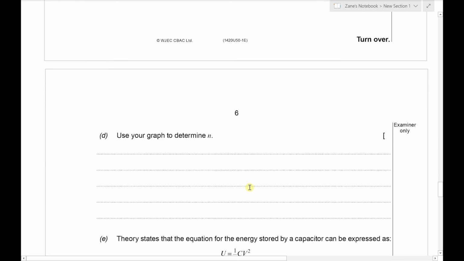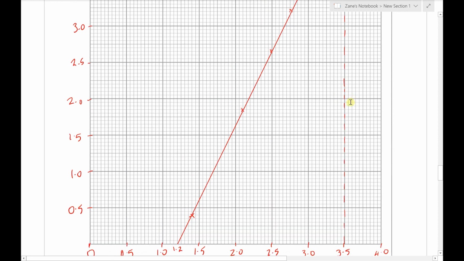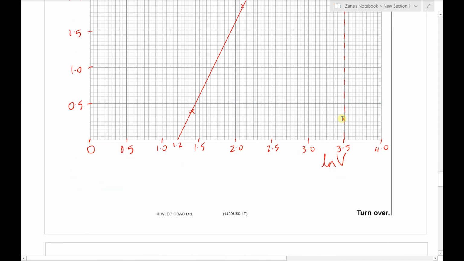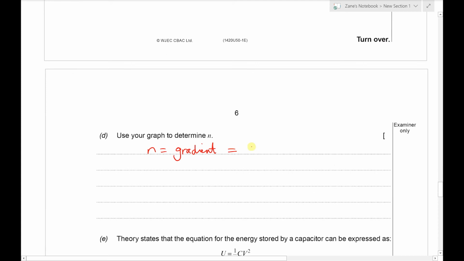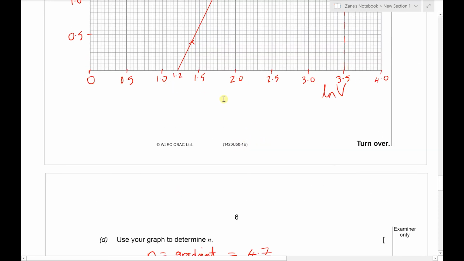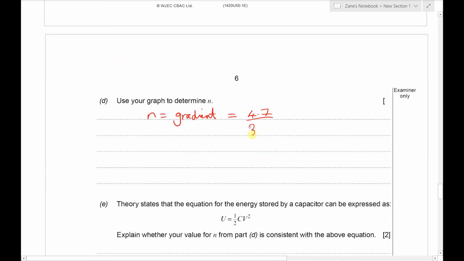Part D in fact says use your graph to determine n. So let's make a statement that n is the gradient. And if we take the values that we've got off the graph, the change in y is 4.7 over the change in x, 3.5 take away 1.2. Now if we put those values into the calculator, we end up with an answer very, very close to 2. In fact, I got 2.04.